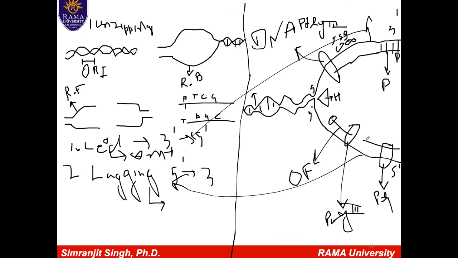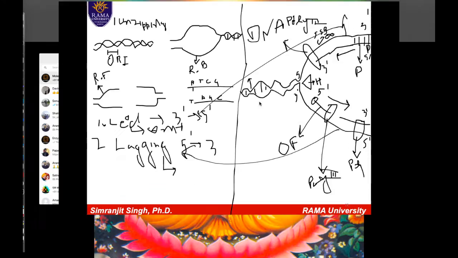Replication always occurs in the 5 prime to 3 prime direction. So in the replication that we were discussing, this strand will be from 5 prime to 3 prime end, and this one is also 5 prime to 3 prime end. So the replication in this case will go from top to this, and in this case from top to this. I just wanted to give you a touch of how DNA replication works in real sense.